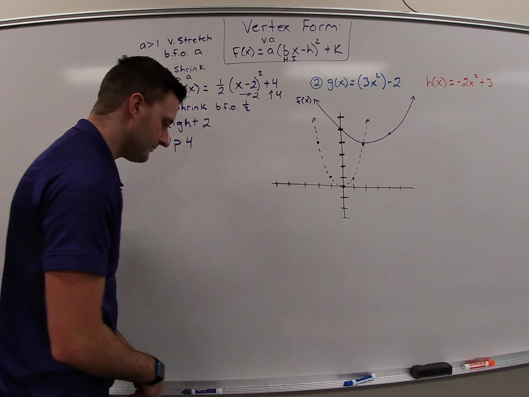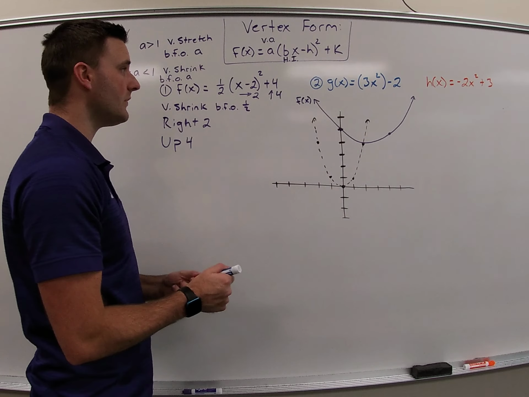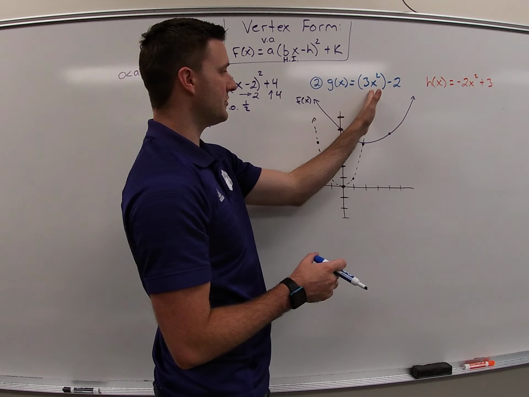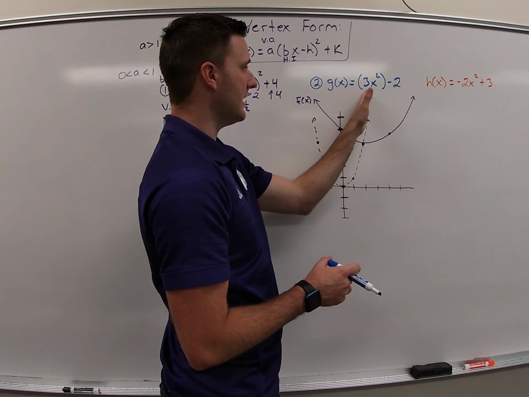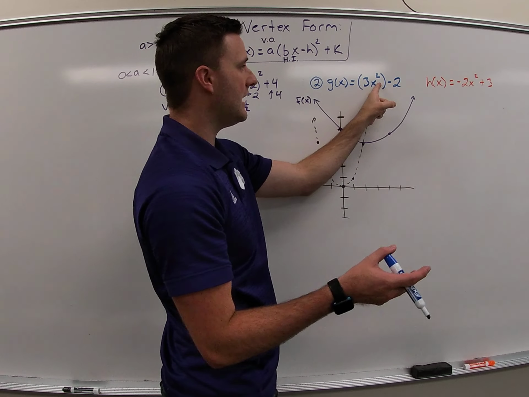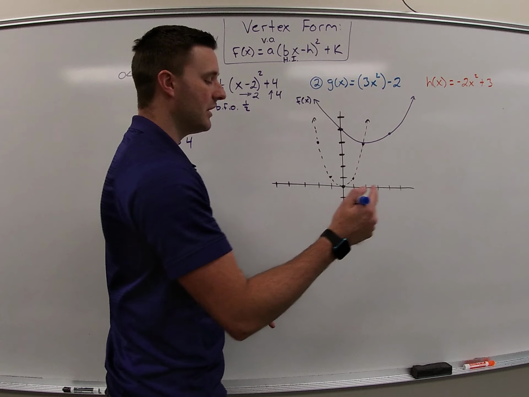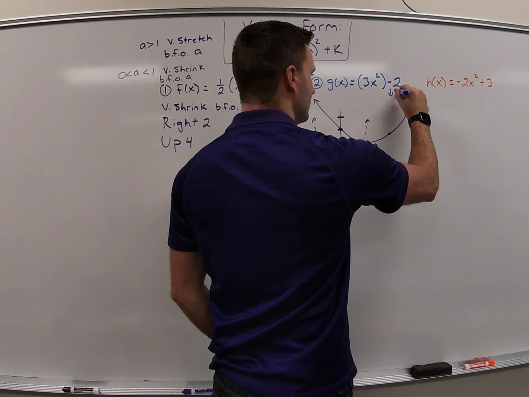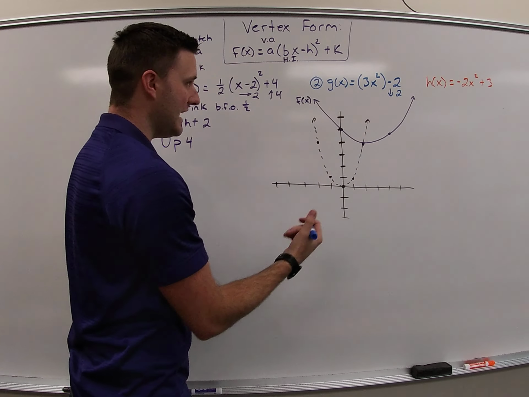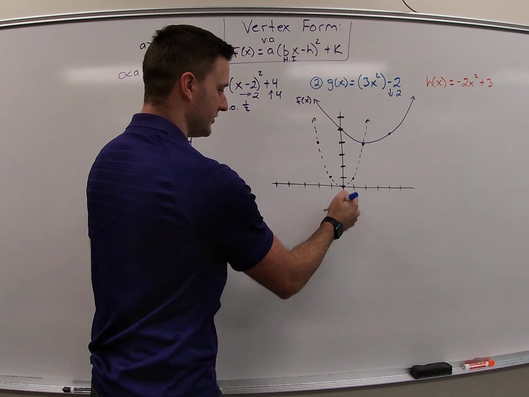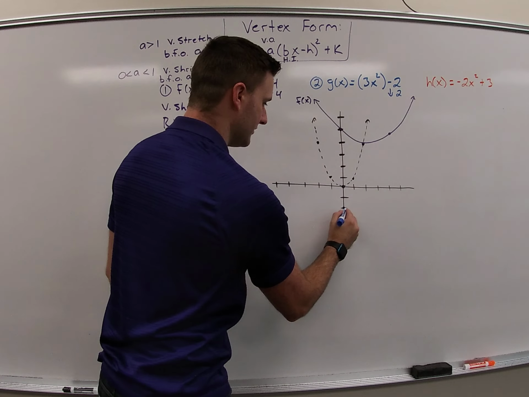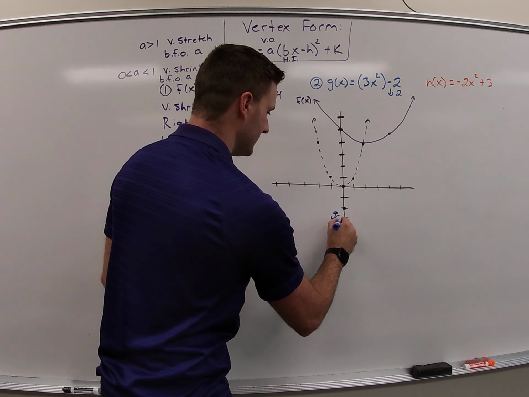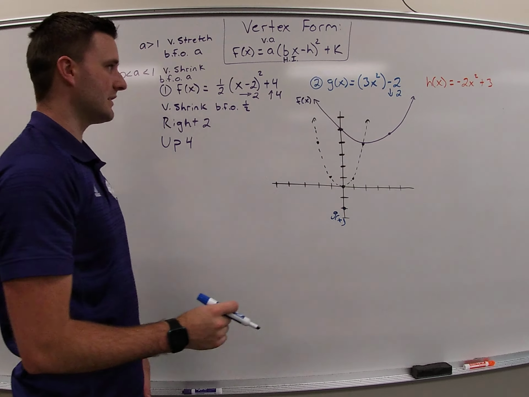Number 2, in the blue, we have no shifting or translating from left to right. So there's no +5 or -2 or anything like that. But on the outside, we have this -2, and this means we go down 2. So we are going to go down 2 from our vertex. So our vertex is now going to be here in blue, and this is for g of x. So this is our function g of x.